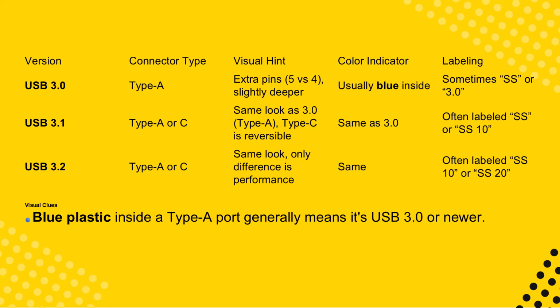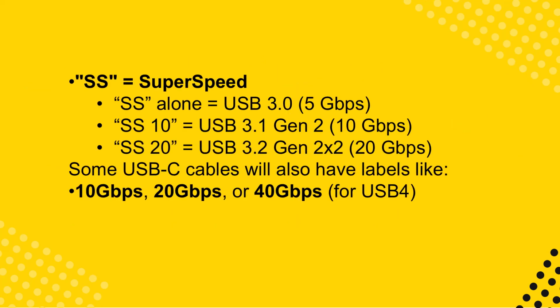Labels may read SS or SS10. USB 3.2 looks the same as 3.1, with performance being the only difference. Labels may say SS10 or SS20. Tip: if you see blue plastic inside a Type A port, it's generally USB 3.0 or newer. USB speed designations. Some USB-C cables will also have labels like 10 gigabits for USB 4.